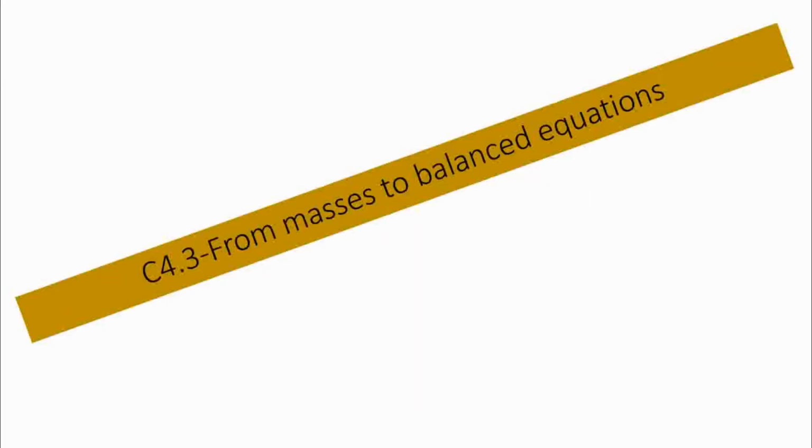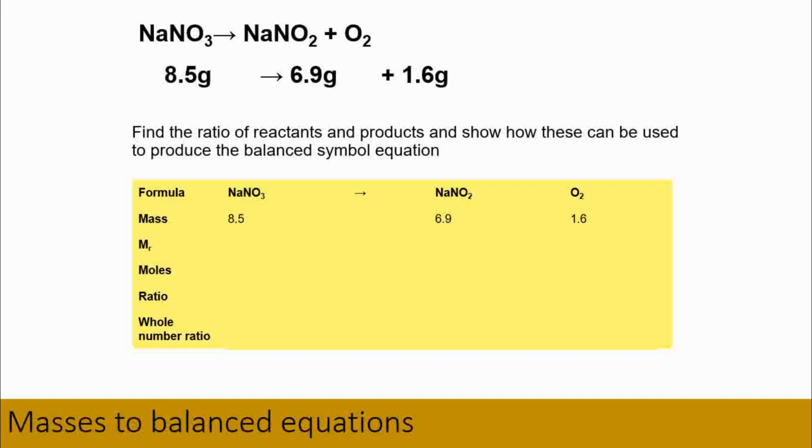All right, so now we're looking at chapter 4.3, from masses to balanced equation. So from masses to balanced equation, we use a similar approach. We have the formula, the mass, the MR, the moles, the ratio, and then the whole number ratio. What we tend to do here is list out everything that's given in the question. So we have the masses, and we need to use the masses to now write a balanced symbol equation. So we need to work out the MR.